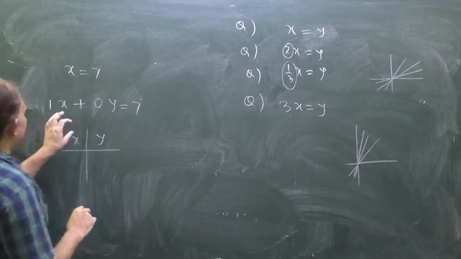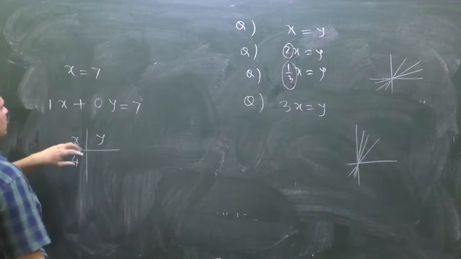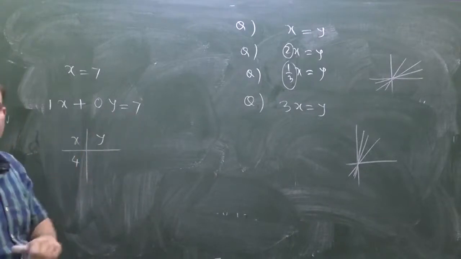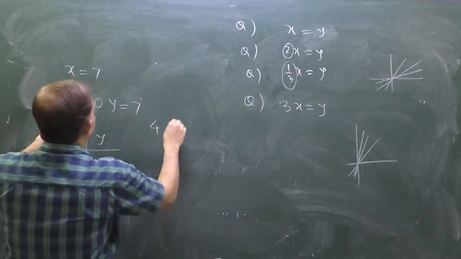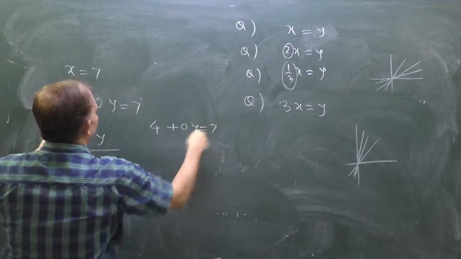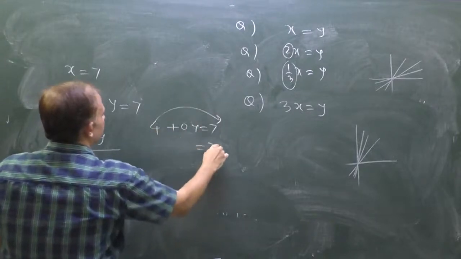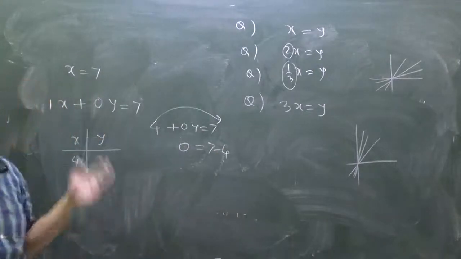Put x is equal to 4. Then can you find y here? No, you cannot find y, my dear, because if I put here 4 plus 0y is equal to 7, and this 4 will be transferred over there, then 7 minus 4 is 3 and 0. 7 minus 4 is 3, 3 cannot be 0.